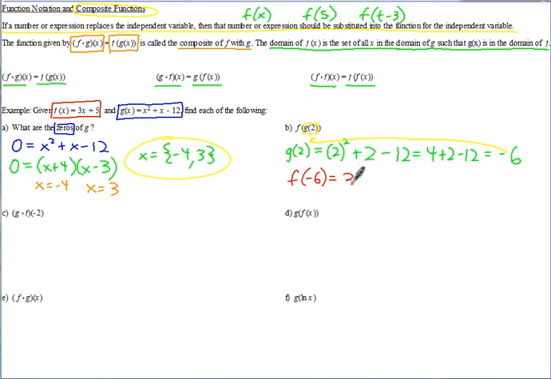So it'll be 3, but then instead of x, negative 6. And then we've got plus 5. 3 times negative 6 is negative 18. Plus 5 gives you negative 13. So that's what f of negative 6 is. So that's what f of g of negative 2, g of 2, sorry, is negative 13.